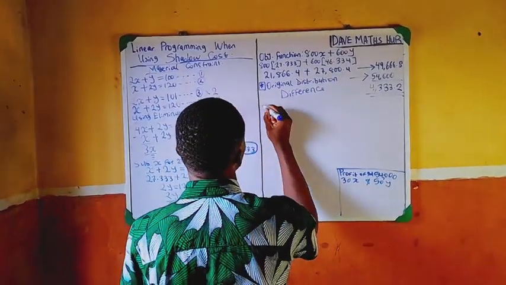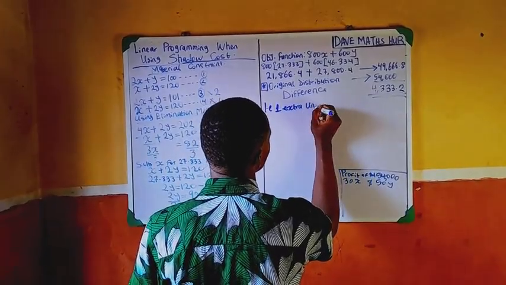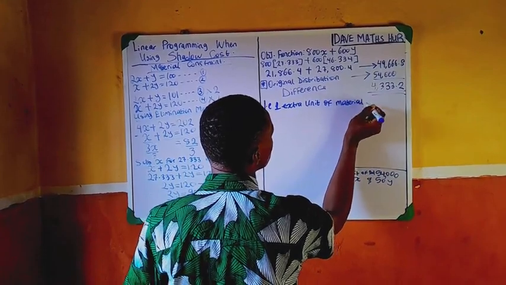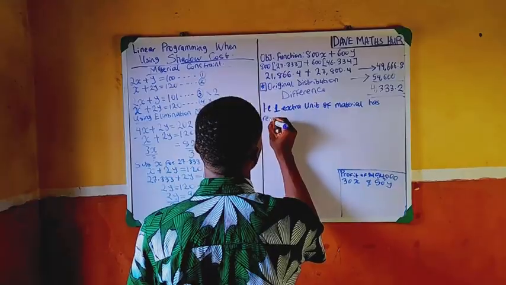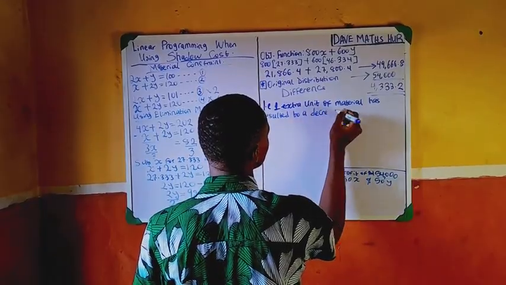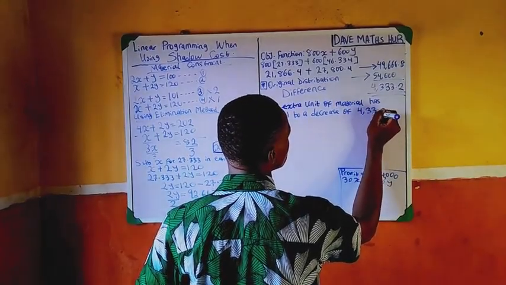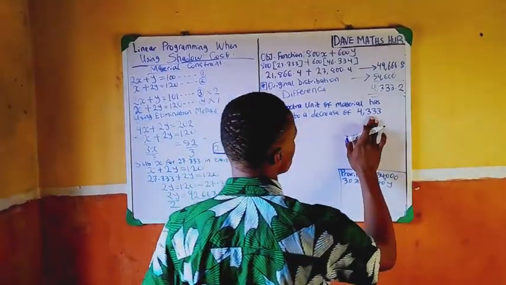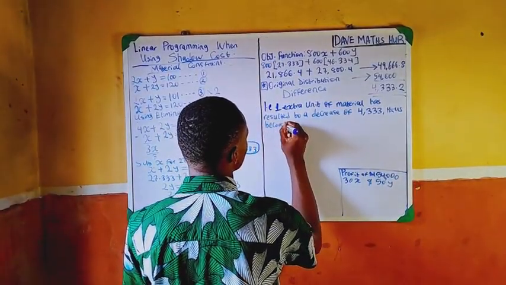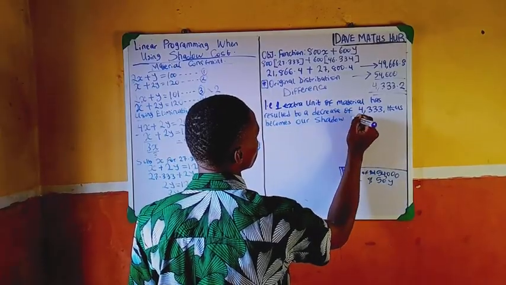So from this you can say, therefore, one extra unit of material has resulted in a decrease of 4,333. Let's leave it as this. This becomes our shadow cost.